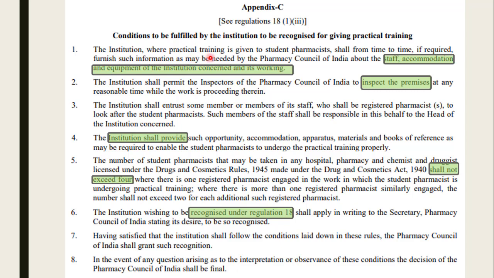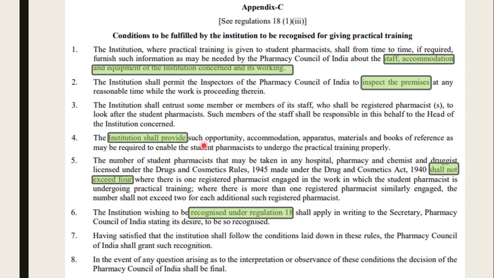Now, for such recognized institutes, the first criterion is they should be capable of providing the following requirements: staff, accommodation and equipment of the institution concerned and its working. That means proper staff, accommodation for the trainee pharmacists, and equipment of the institution and its working. That should be satisfactory, and that institute shall permit the inspectors of the Pharmacy Council of India to inspect the premises at any reasonable time when the work is proceeding.